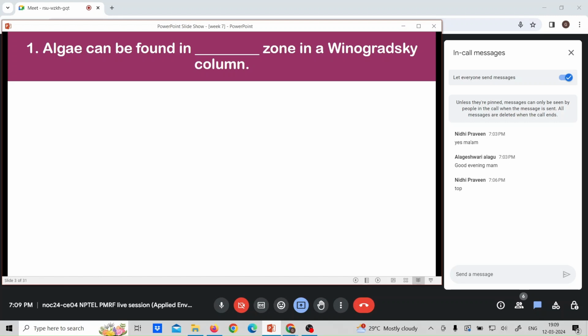Okay, with that one response, let me just show the answer. It's right. It will be present in the top. Okay, for what is a Vinogradsky column used? Can anyone answer? For what is a Vinogradsky column used in environmental microbiology? Why do we need a Vinogradsky column?